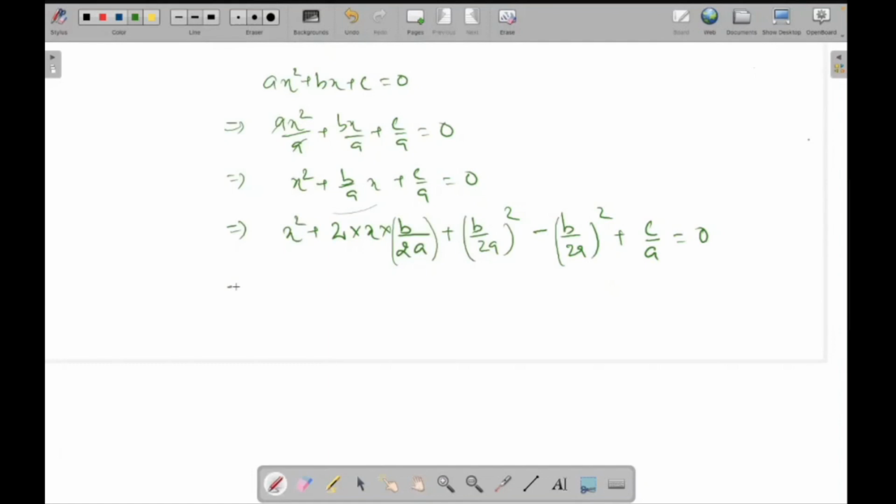Now in the next step, this will become x plus b by 2a whole square. The rest I'll have to shift to the other side. This will become b square upon 4a square minus c by a. If I take 4a square as LCM, the numerator will remain b square, but c will be multiplied by 4a, because there is only a over here, and a will cancel out in 4a times. So this will be b square minus 4ac.